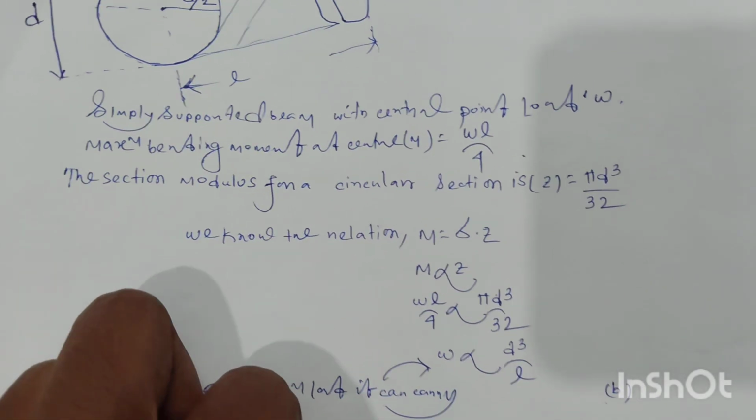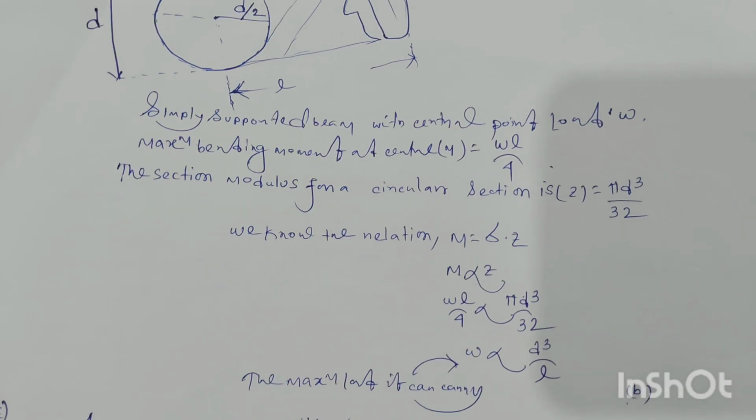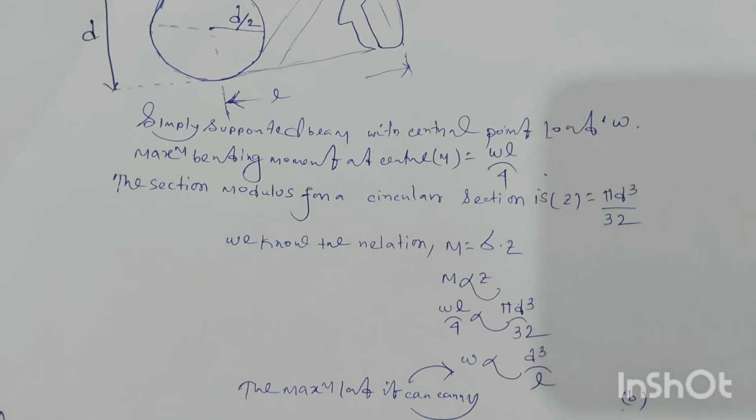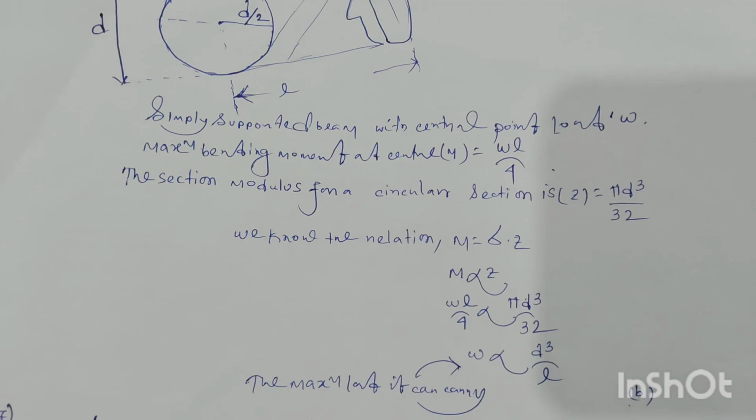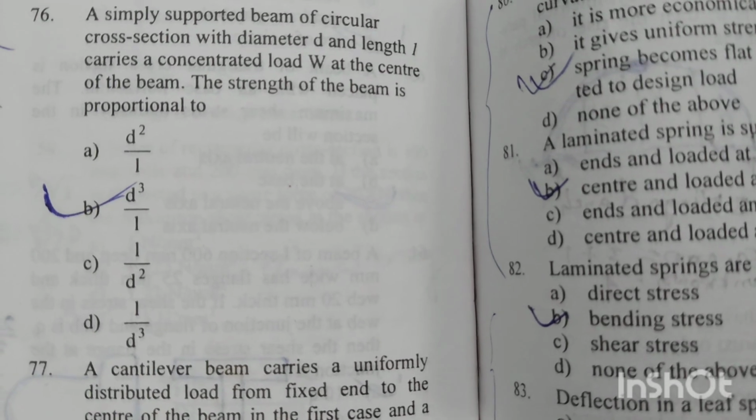So we can write W proportional to d cube by L. Here W is the maximum load that the beam can carry, which is the actual strength of the beam, which is proportional to the d cube by L. And B is right answer.